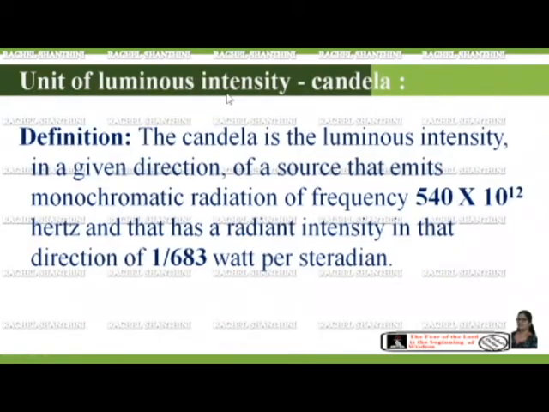Unit of luminous intensity. The unit of luminous intensity is candela. Definition. First, let us see the definition for candela, then we'll see the explanation. The candela is the luminous intensity in a given direction of a source that emits monochromatic radiation of frequency 540 into 10 to the power of 12 hertz, and that has a radiant intensity in that direction of 1 upon 683 watts per steradian.